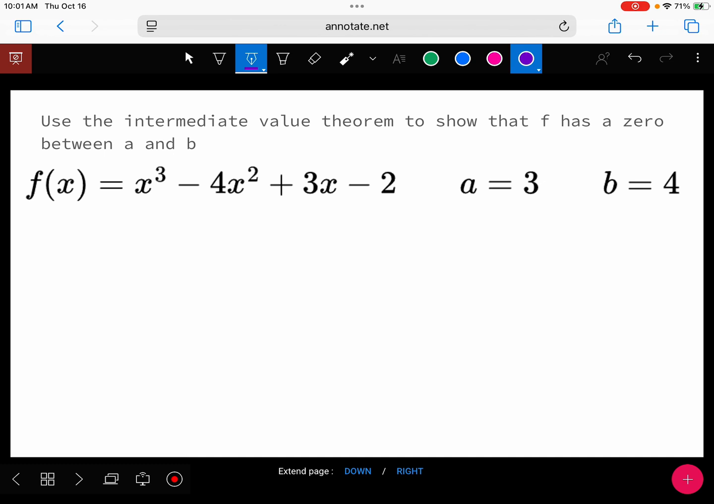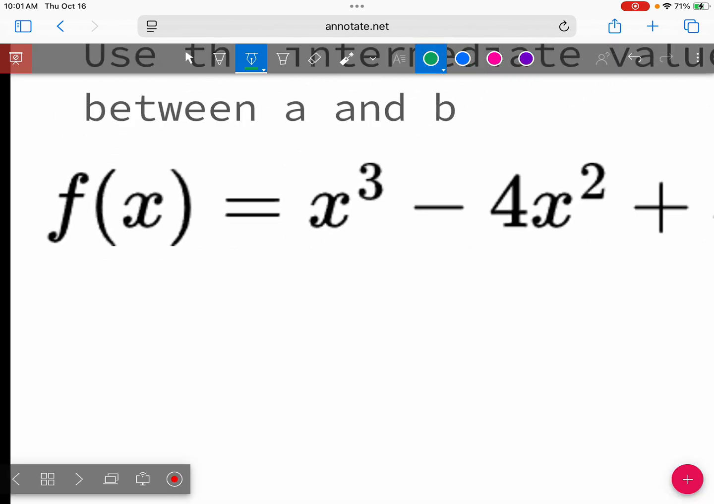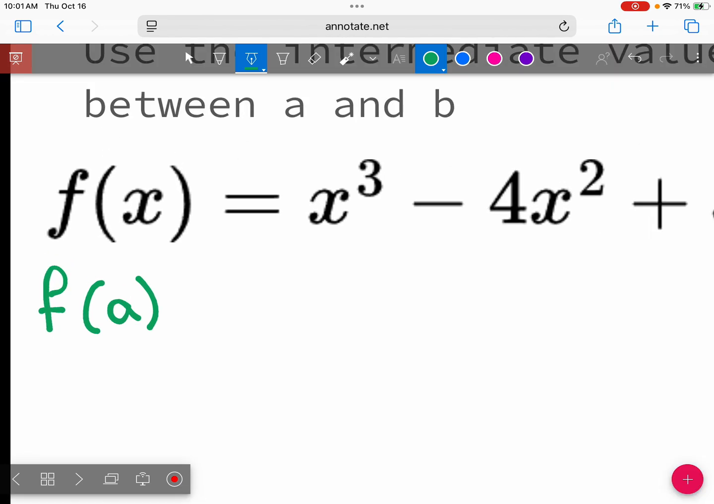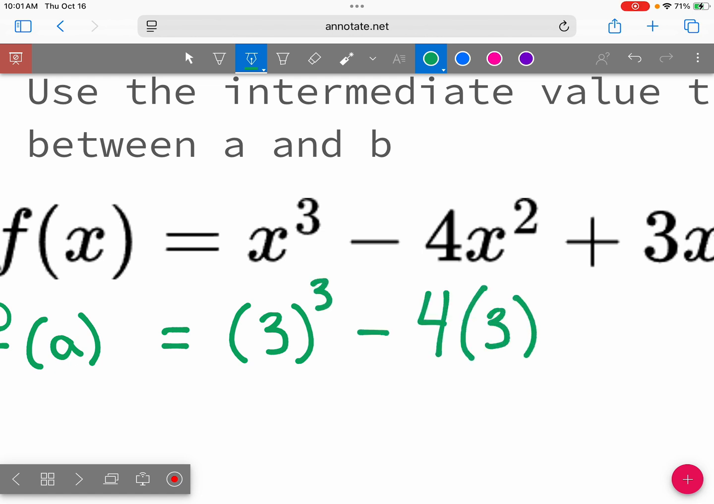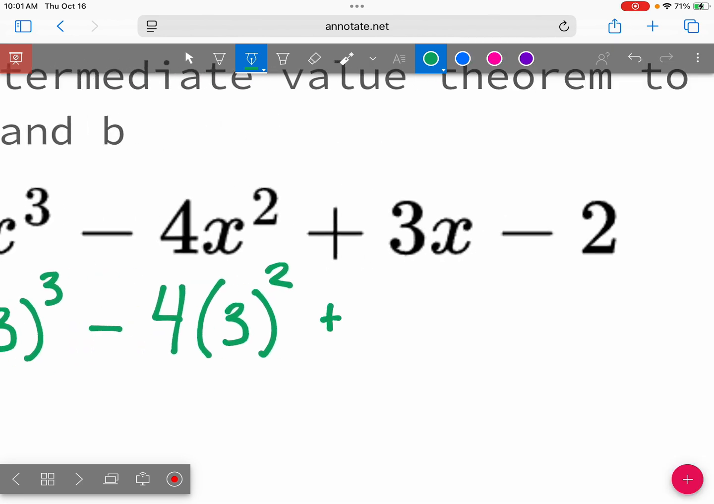So what we need in order to use that intermediate value theorem is I need to know what the value of f of a is. So we're going to substitute it in. We're going to take our a, which is 3, and substitute that in. So that's going to be what happens when we get 3 cubed minus 4 times 3 squared plus 3 times 3 minus 2. And we're going to simplify that as much as we can.